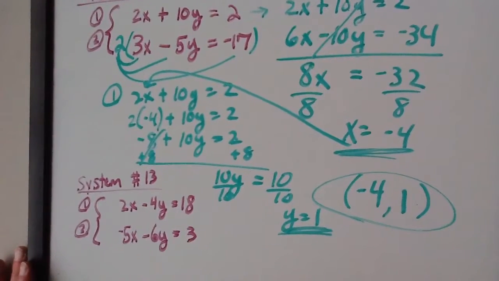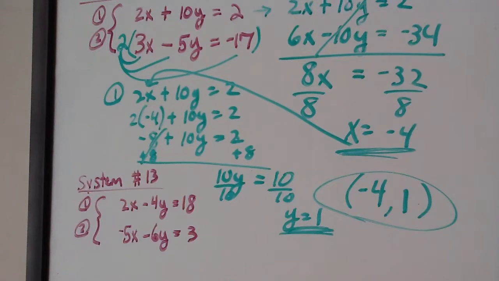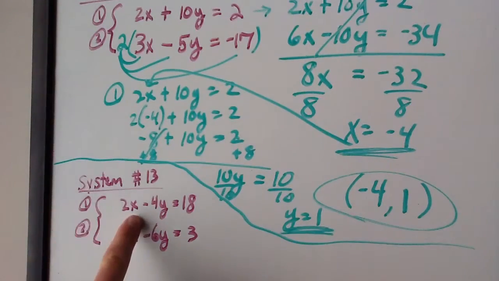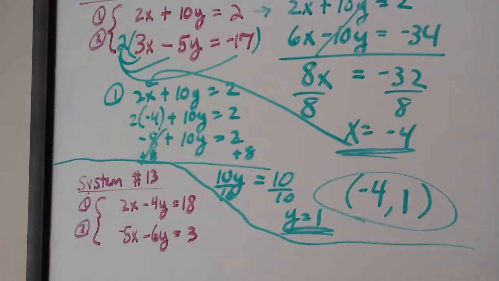Okay. Number 13, I will help set up for you, and then you'll finish solving. System 13 looks like this on your paper. Equation number 1 in the system is 2x minus 4y equals 18. Equation number 2 is negative 5x minus 6y equals 3. Now I'm looking for, are these equations lined up? Well, I have my x's, my y's, my constants. Yes, they're lined up. So now go to O.